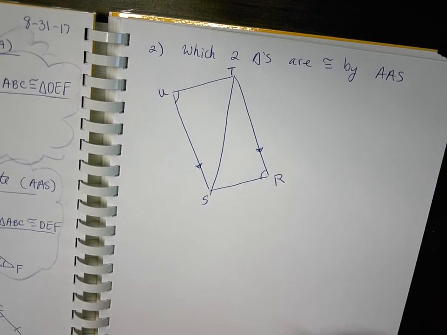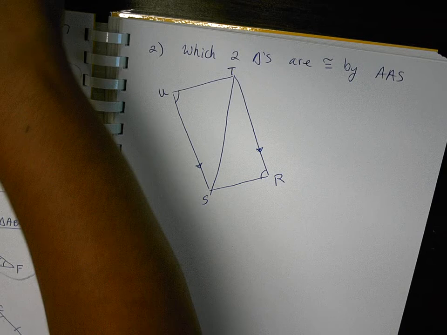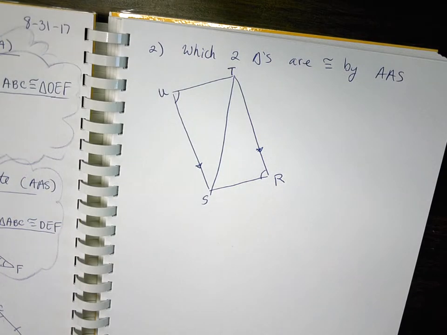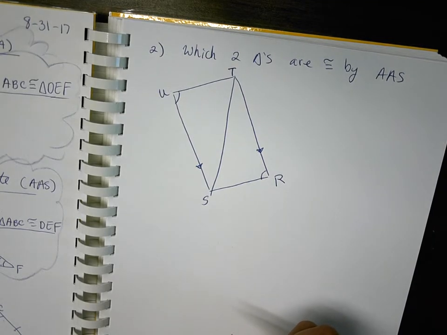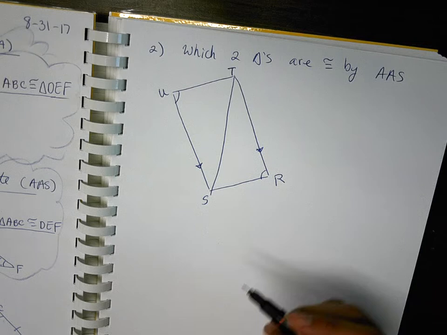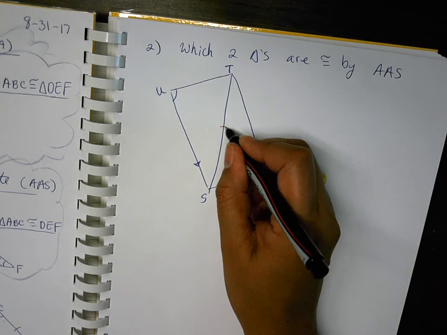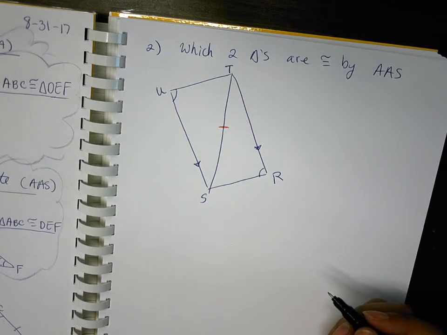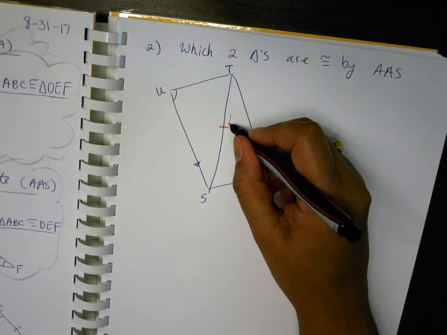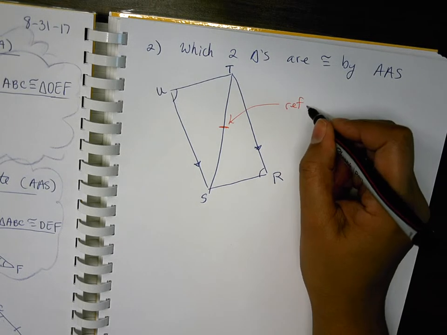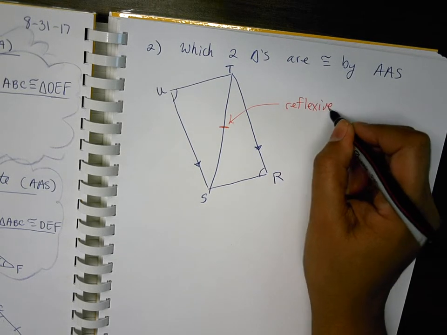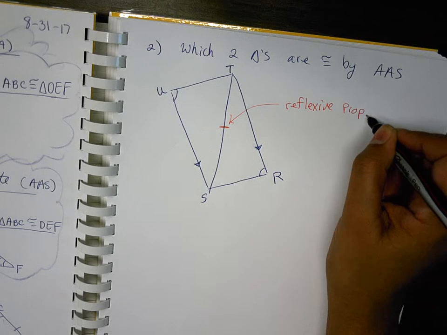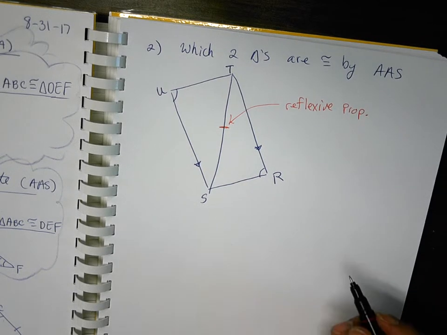And which two are they? The order does matter. Can anybody tell me some tick marks or angle markings I can make? Okay, I'm going to give it to you. Anybody tell me why TS is congruent to itself? What's the property called? Reflexive property.